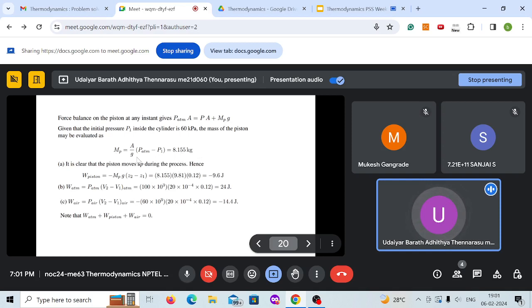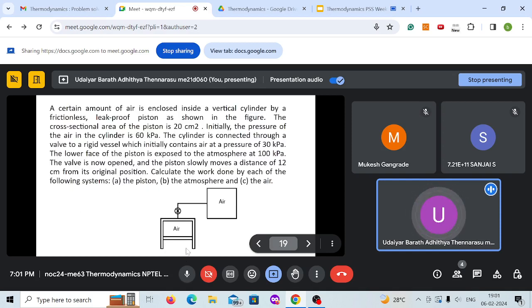So that is the mass of the piston. We have estimated the mass of the piston. Now it is clear that the piston is moving up, from an initial position by a distance of 12 centimeters.